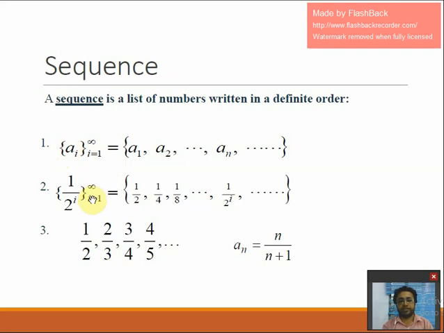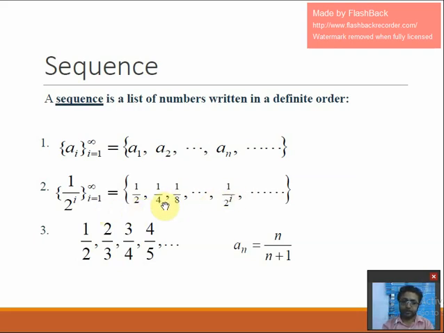Suppose we take an example of this form, 1 by 2^i. So this is a sequence. Why? If we put i equal to 1, we have 1 by 2, then for i equal to 2, we have 1 by 4, then for i equal to 3, 1 by 8, and it goes on like this. So what will be the nth term? The nth term will be 1 by 2 to the power n. So A_n is equal to 1 by 2 to the power n. So we can write a sequence like this.